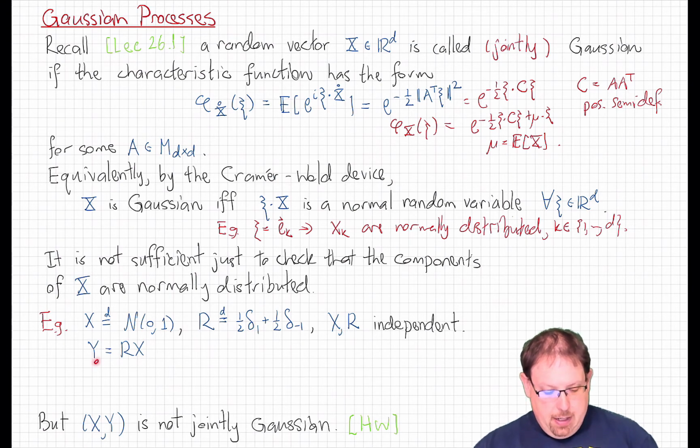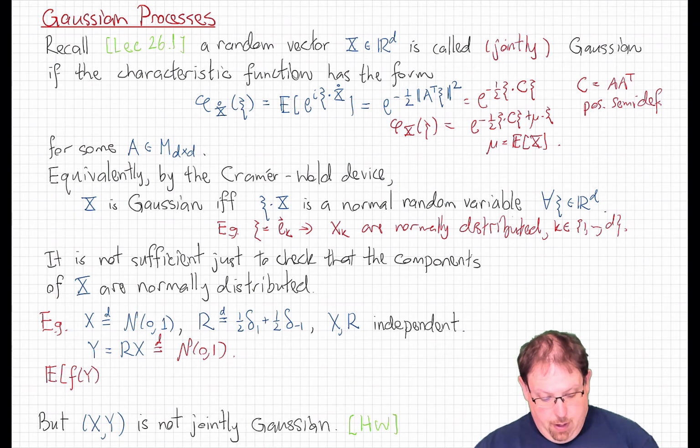Then we can take a new random variable Y to be R times X. Now Y is not independent from X here. It's X times an independent random variable. But, in fact, that new random variable is still normally distributed. Why is that? Well, let's just compute the expected value of f at Y for any bounded continuous test function f. So that's the expected value of f of R times X.